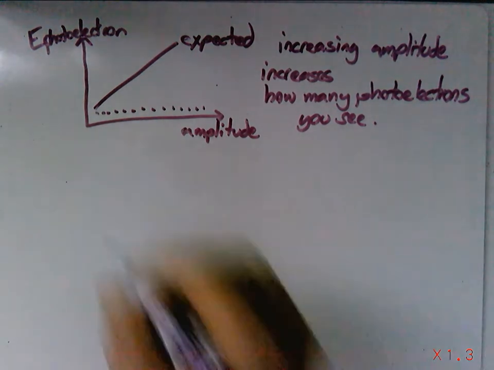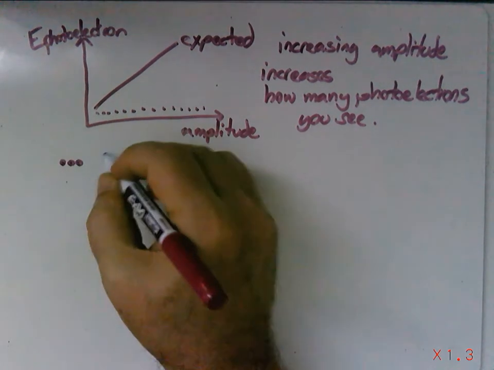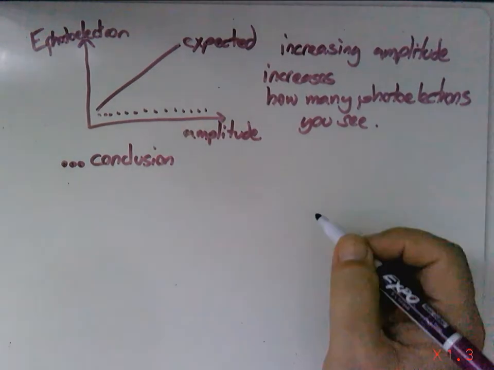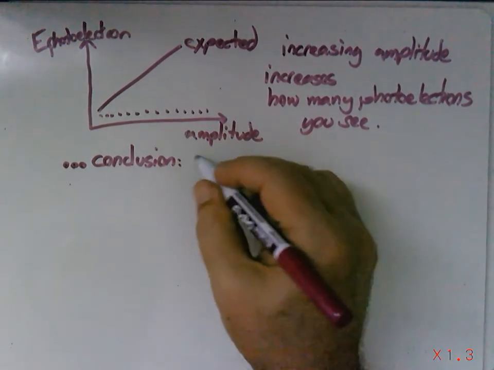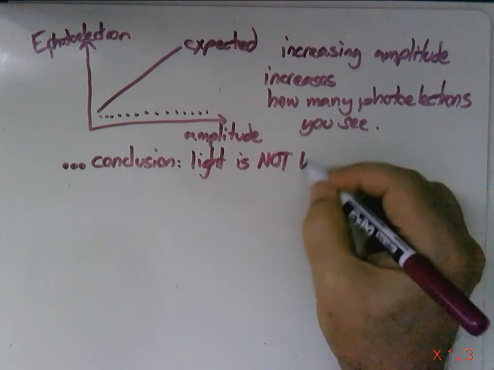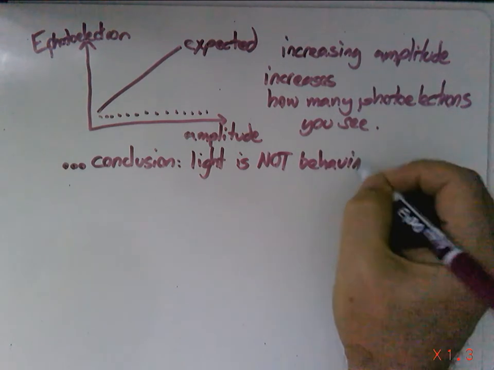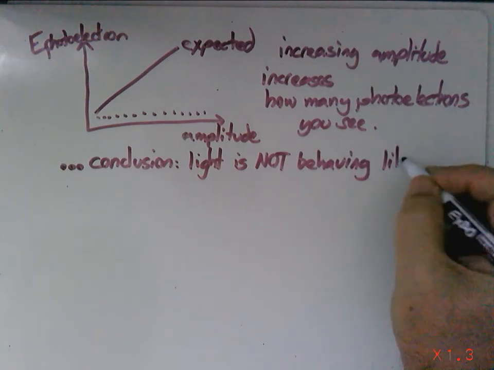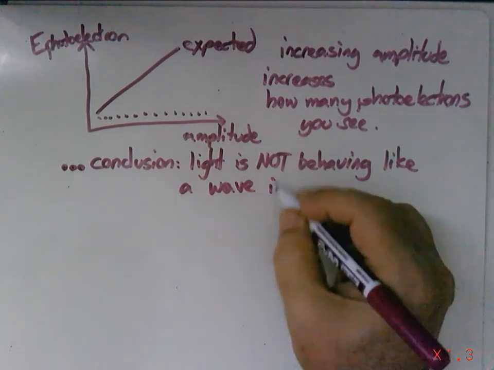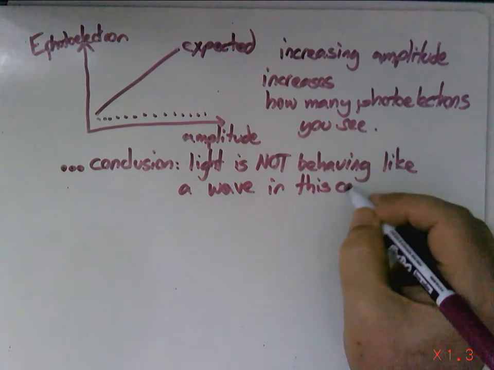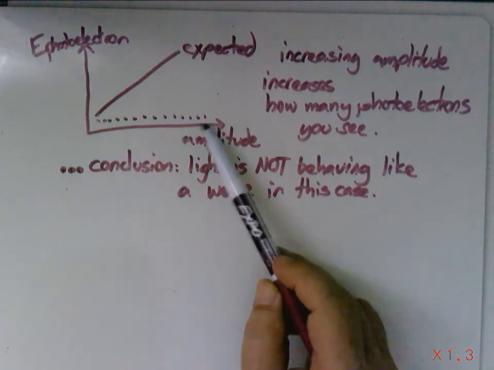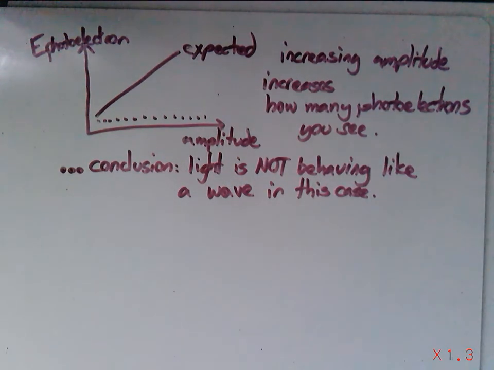And here's how serious it is. Your only conclusion that you can come to is that your model for the light was wrong. Light is not behaving like a wave in this case. Because if it was behaving like a wave, you would have seen this, but it's not. So what is it behaving like?